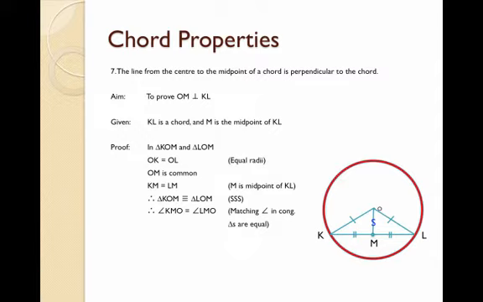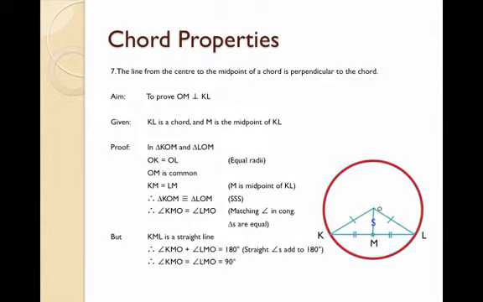We know they're equal, but that doesn't mean that they're right angles. So what we have to say now is that KML is a straight line. Therefore, angles KMO and LMO have to add to 180 degrees because angles on a straight line add to 180 degrees. Therefore, because they're equal from our proof, they have to both be 90 degrees. So now we've proved our aim, that OM is perpendicular to KL. We will now look at two examples that use these properties.